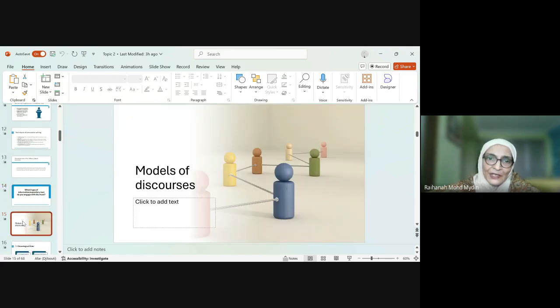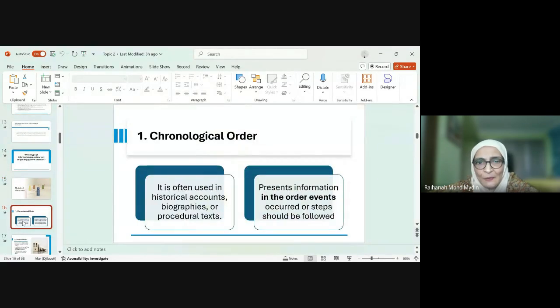Then we want to go into another subcategory of text, looking at the models that these texts embody. And these models, I'm sharing slide 16 just to double check.